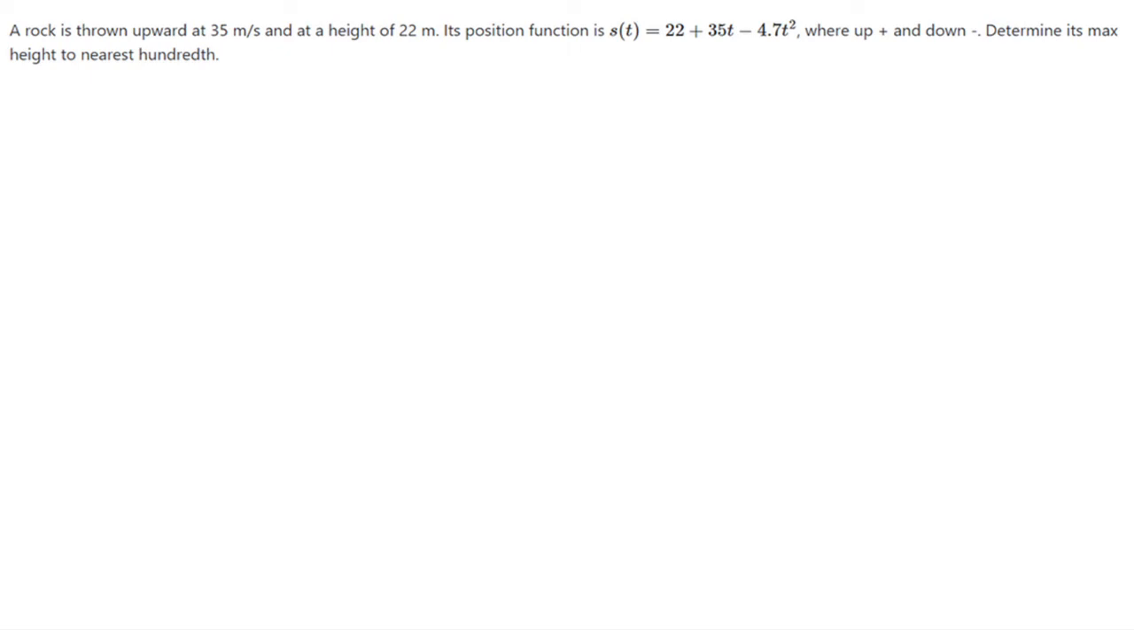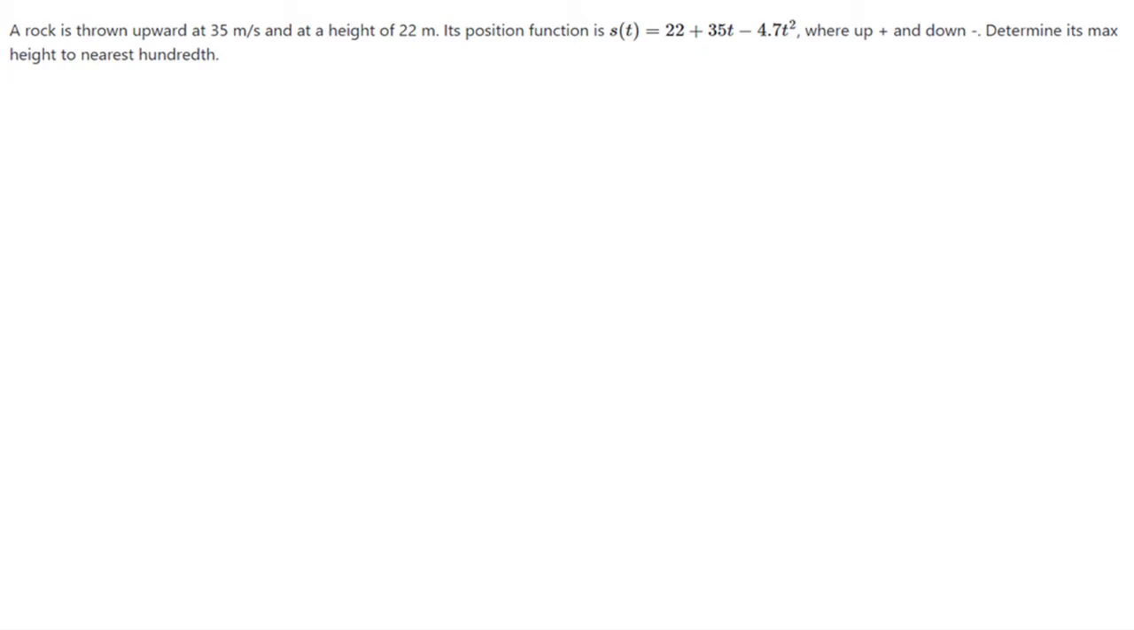A rock is thrown upward at 35 meters per second and at a height of 22 meters. Its position function is s of t equals 22 plus 35t minus 4.7t squared, where up is plus and down is minus. Determine its max height to nearest hundredth.